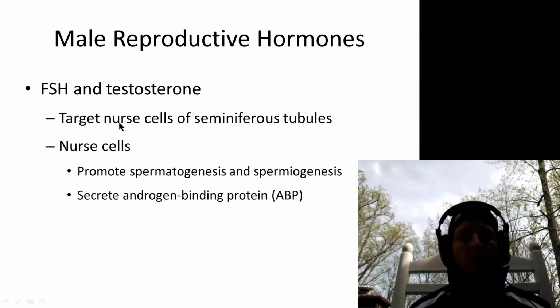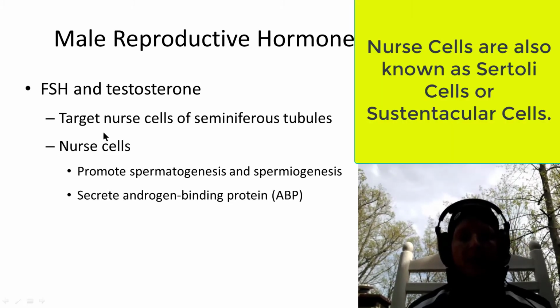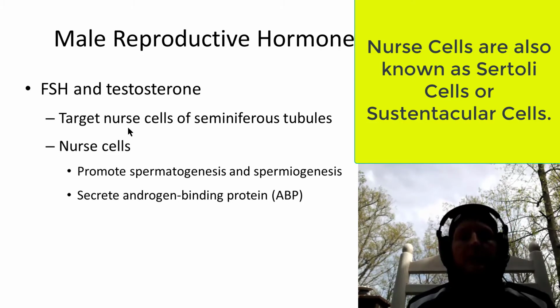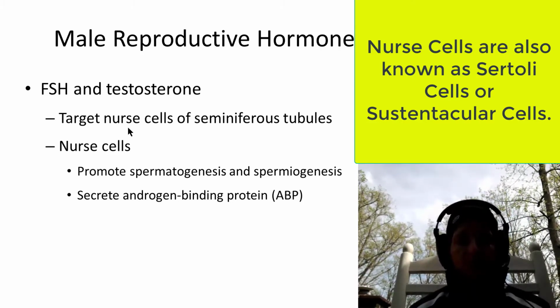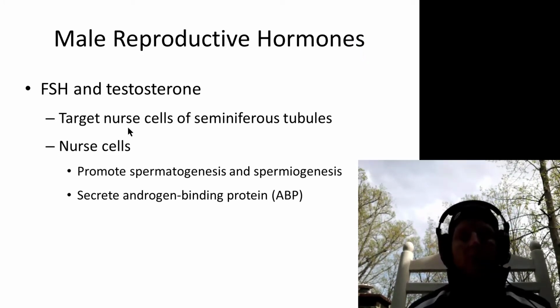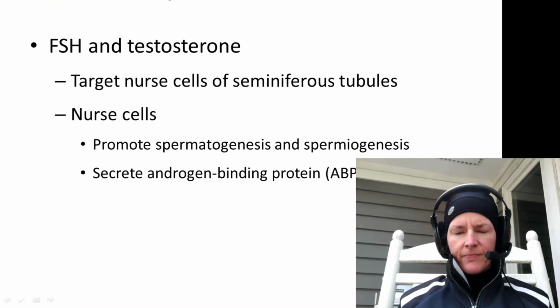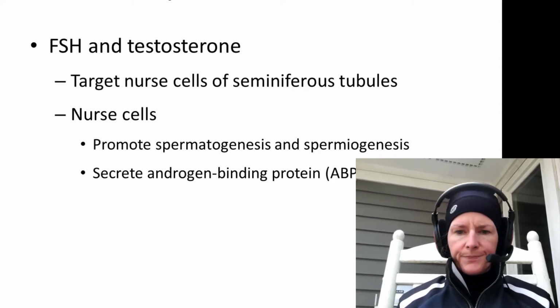In this case, it's going to target our nurse cells of the seminiferous tubules. Remember from last time, nurse cells are sometimes called Sertoli cells, but they have one other name, and that is sustentacular cells, because what they do is they are promoting the development of spermatogenesis and spermiogenesis. They will also secrete a very important protein called androgen binding protein. Now, what androgen binding protein does is it's going to concentrate testosterone in this region.